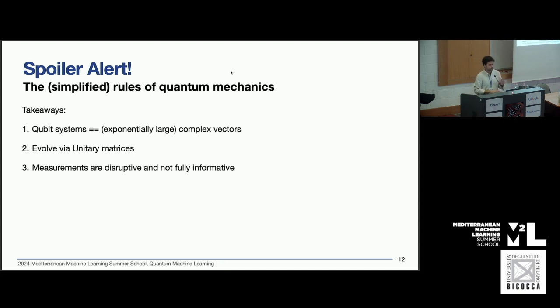And finally, we'll talk about measurements, because you have to measure these quantum systems, but the problem is that these measurements are not fully informative. They don't give you a full description of the quantum states, and they actually corrupt the state. So in classical computers, you can look at the memory. In quantum computers, you cannot. You only measure at the end.